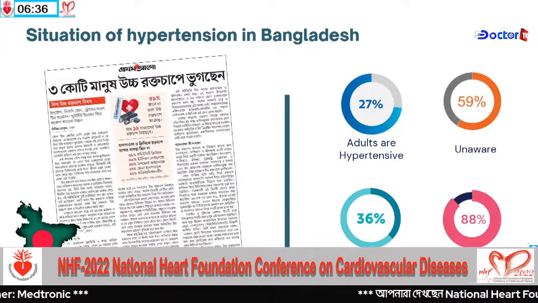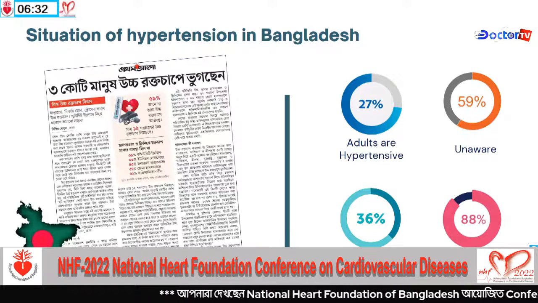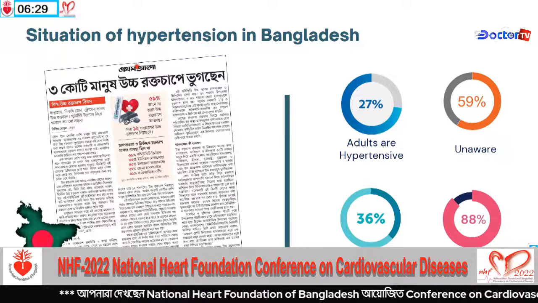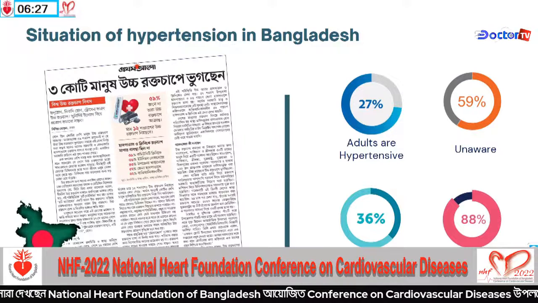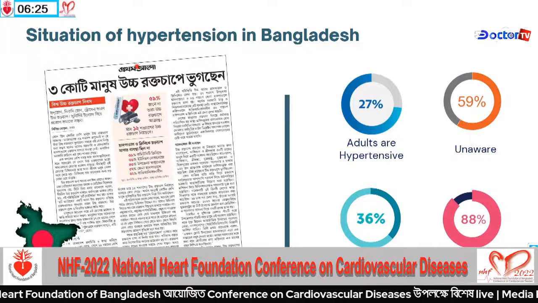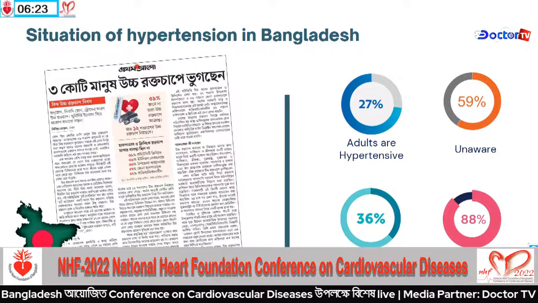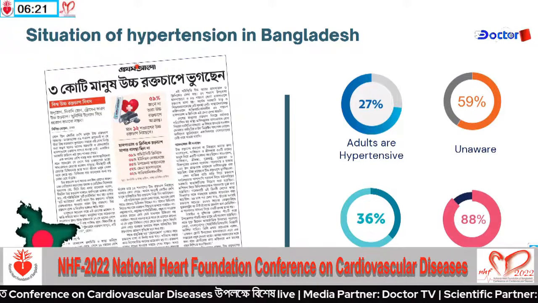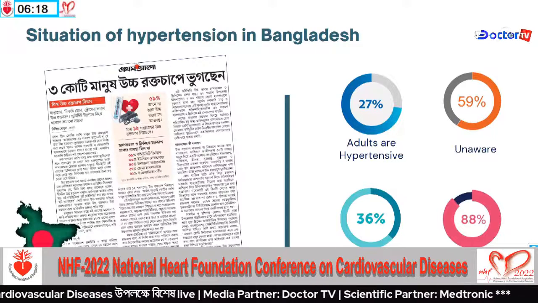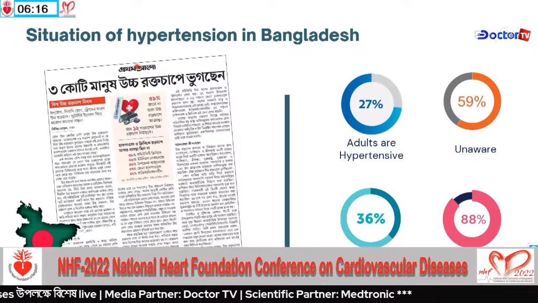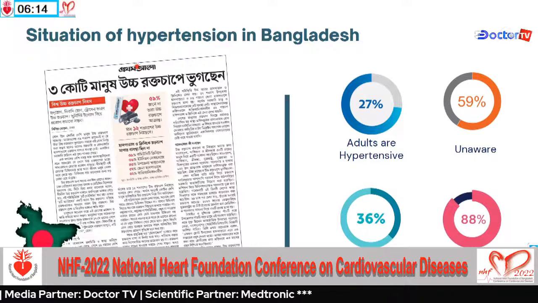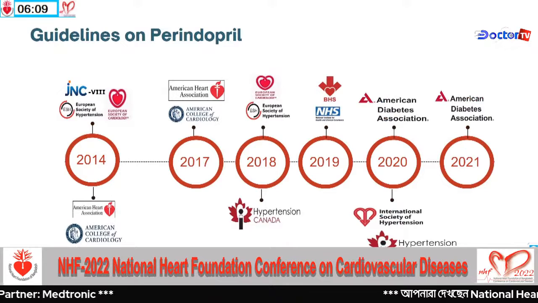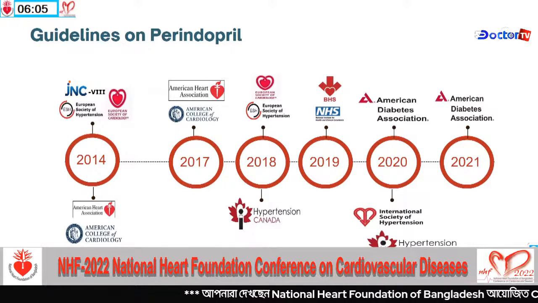What about Bangladesh? We can see these dismal pictures again. 27% of our adult population, that is 18 plus age population, almost 30 million, are hypertensive. Almost 60% are unaware of their diagnosis, and among those who are treated, only 12% are controlled, leaving nearly 27 million patients at risk of hypertension-related deaths. So we have a big onus to address these patients and treat them adequately.